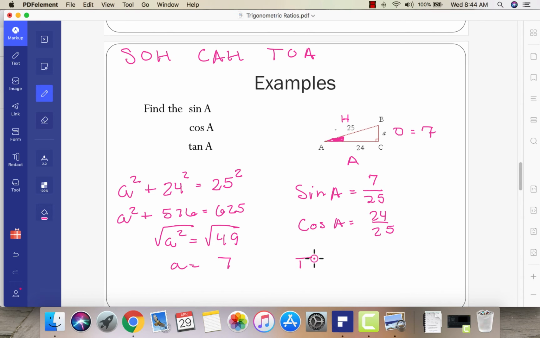And then tangent of A is opposite over adjacent. It's our TOA. So that's 7 over 24, which cannot reduce. So those are my answers.